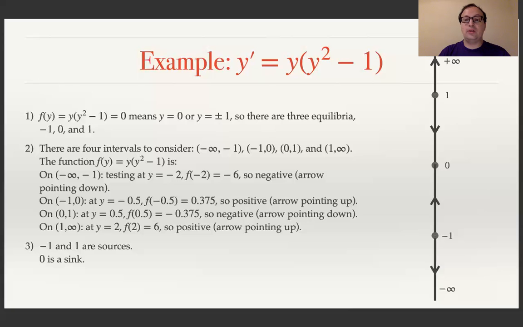And at 1, both arrows look like they are pointing away from 1, meaning that 1 is again a source or an unstable equilibrium. This concludes our phase space analysis of this equation.